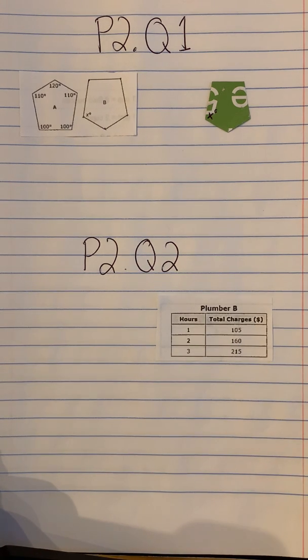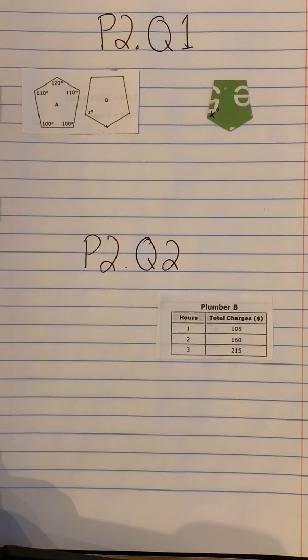Okay, we are on part 2, so the second part of your math packet. And we're going to take a look at questions 1 and 2. So for question 1, we have a pentagon, and it has been rotated and translated. So it spins around and it slides across.